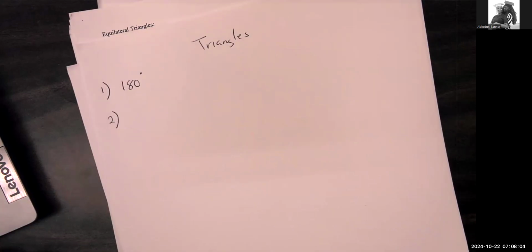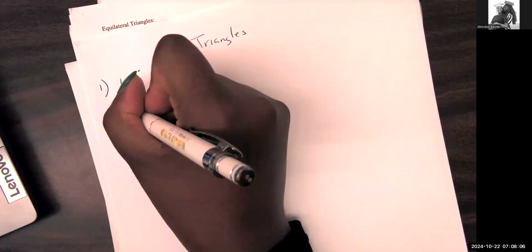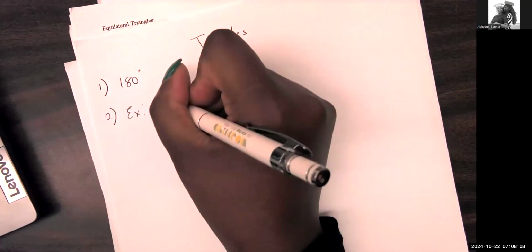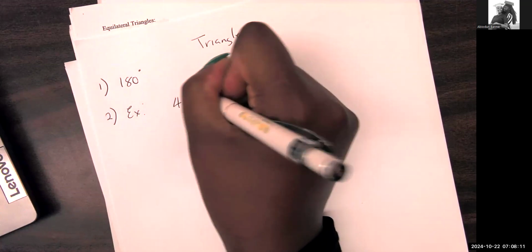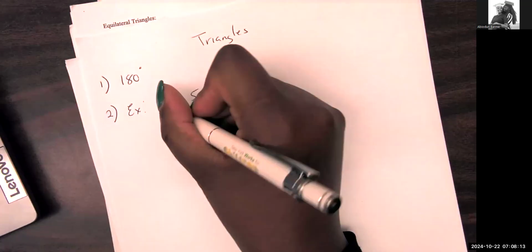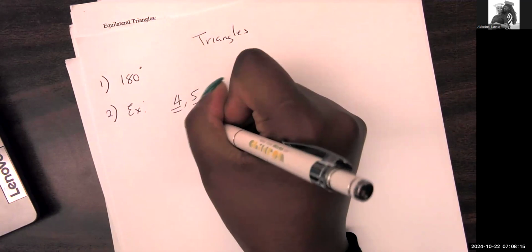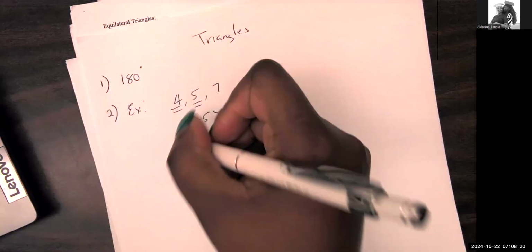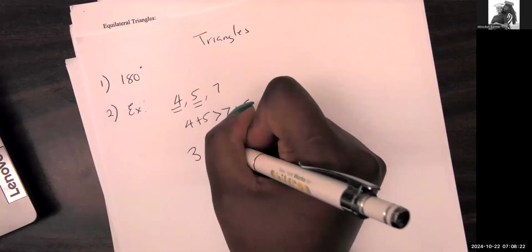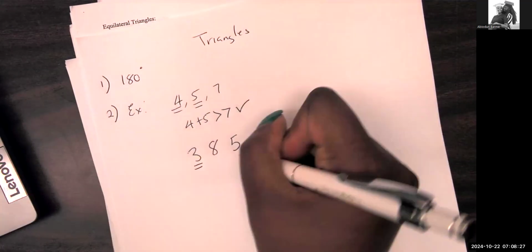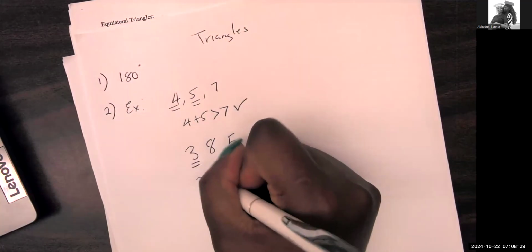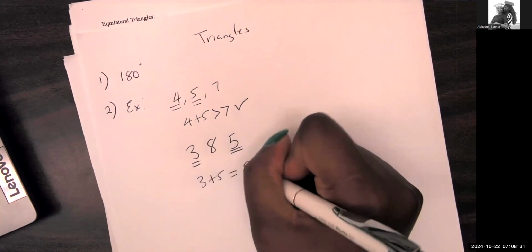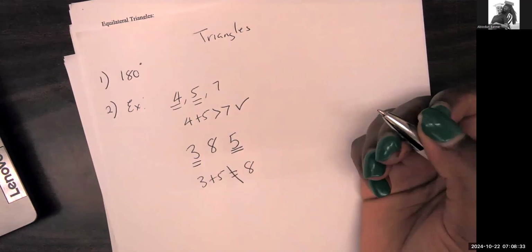Two, we know that the two smallest sides of a triangle have to add up to more than the third side. So for example, if you have sides of 4, 5, and 7, you would test the two smaller sides, 4 and 5, so 4 plus 5, and check if it's greater than 7. If it is, then yes, it's a triangle. Or another example is if you have 3, 8, and 5, the two smaller sides are 3 and 5, so you check 3 plus 5. 3 plus 5 is equal to 8, so this is not a triangle. This would just lay flat.